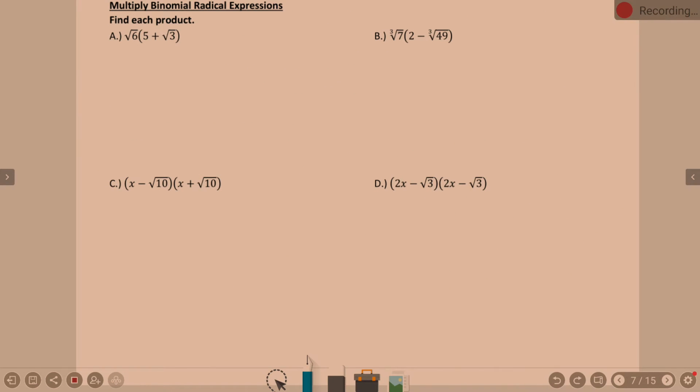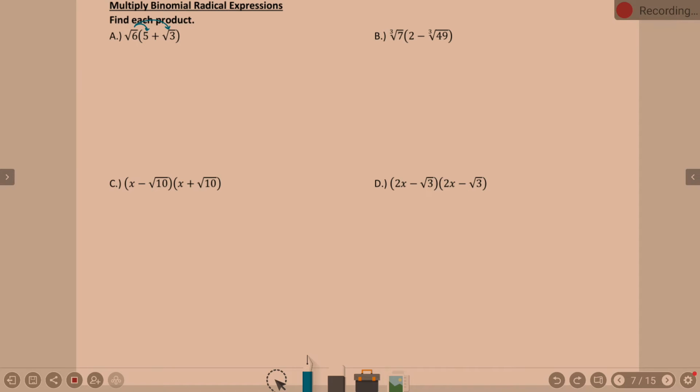A, square root of 6, then parentheses, 5 plus square root of 3. What do I do? Do we distribute? Yeah, this is just like what you've been doing for years, right? There's a square root of 6 out front, and it's going to distribute to the 5 and the square root of 3. So we have to go back and remember all of our multiplying rules now.